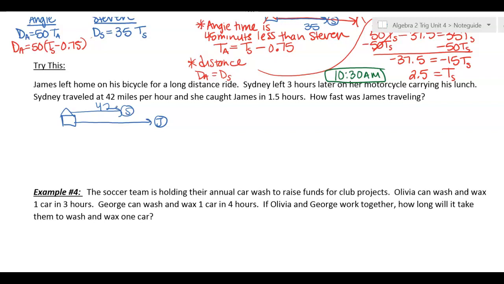So we have two people, again, two different rates. We have Sydney and we have James. Okay. So Sydney, it doesn't tell us her distance. We know she was traveling at 42 miles per hour and we don't have her time. James, it doesn't give us his distance or his rate or his time. So let's go and try and find some relationships in this problem.